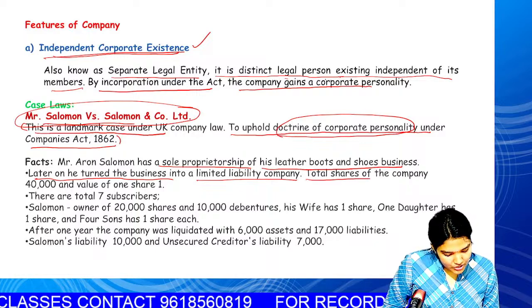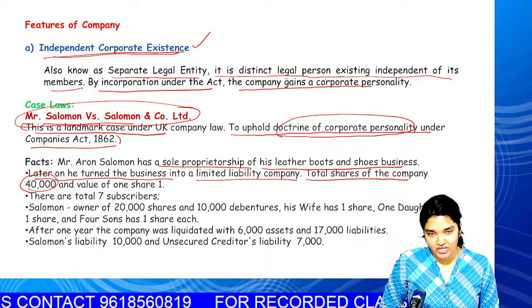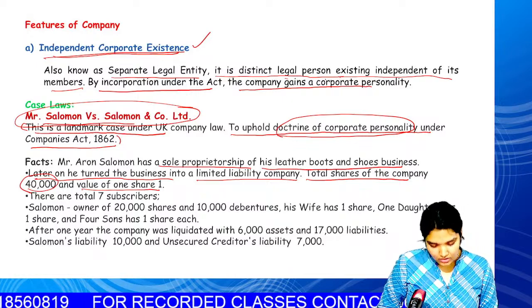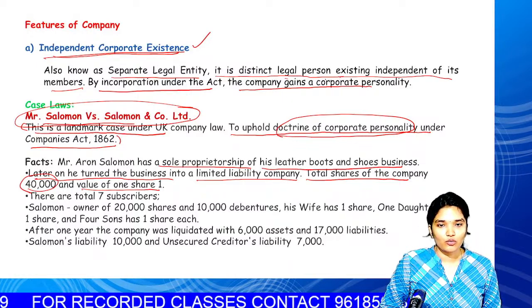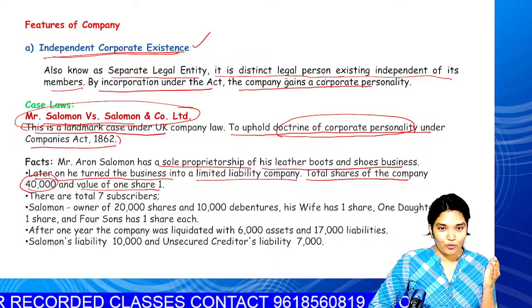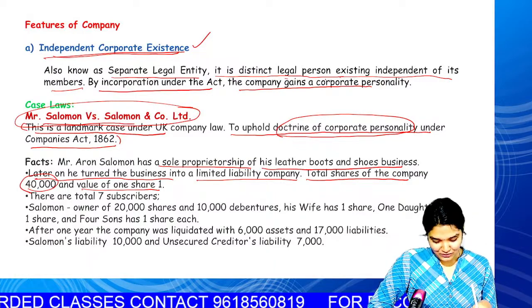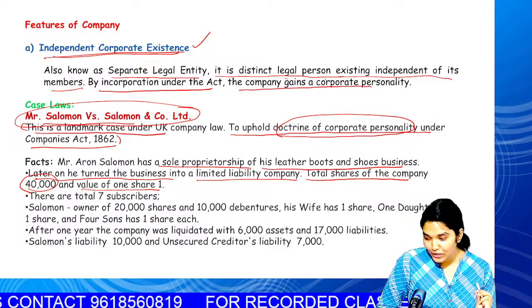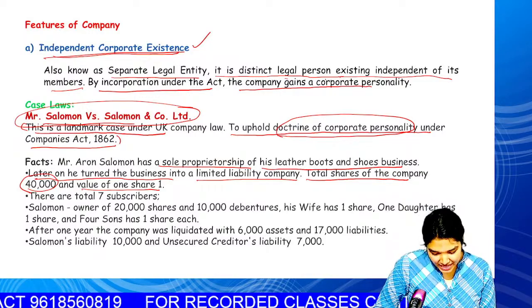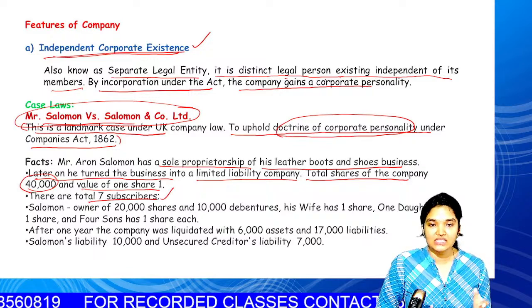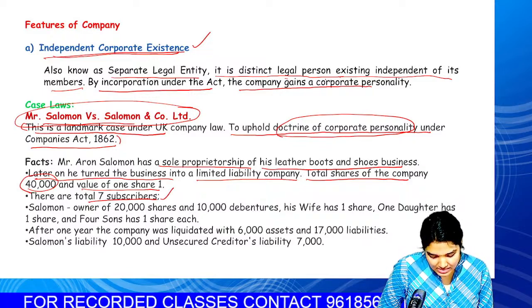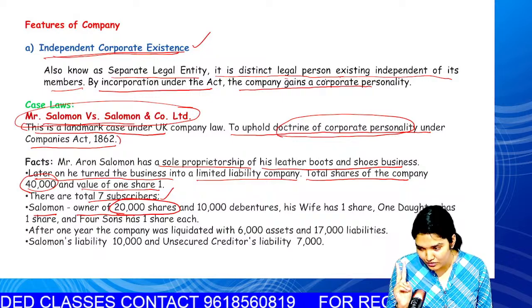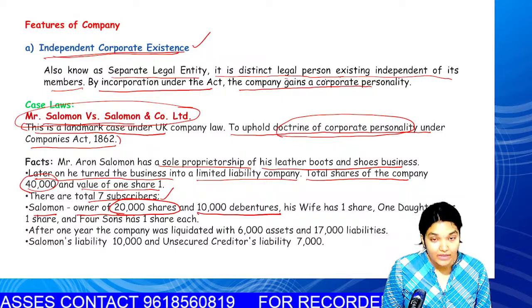So the total shares of the company were of the value 40,000 and the value of one share is 1 rupee. You might be wondering, it's UK, no? Not rupees, ma'am, pounds. Don't care about the denominations, read the facts of the law. There were a total of 7 subscribers, that means 7 members to the company. And Salomon, the owner of the company, had 2,000 shares and 10,000 debentures.